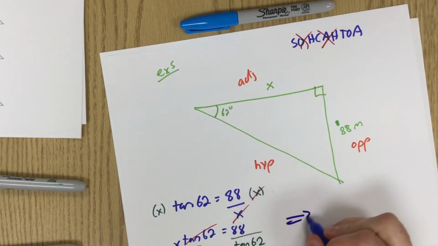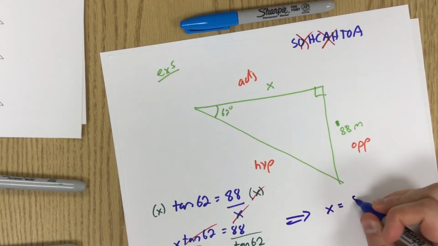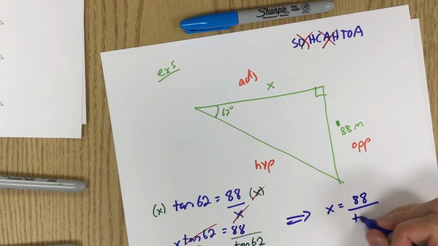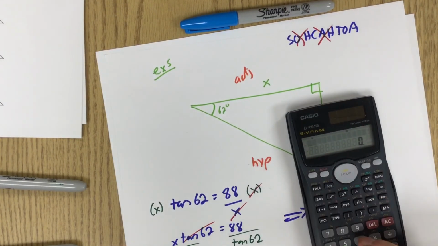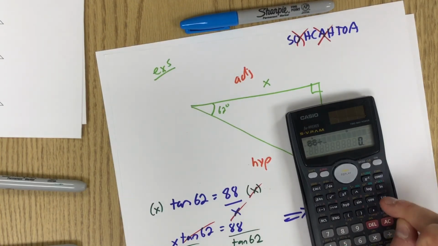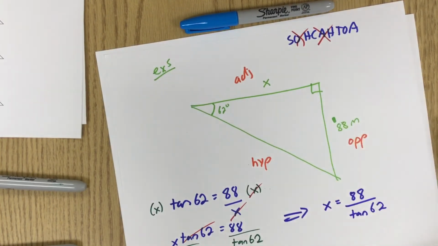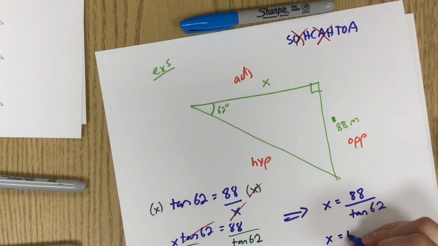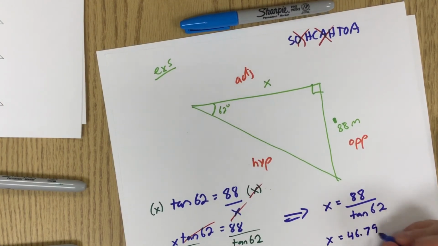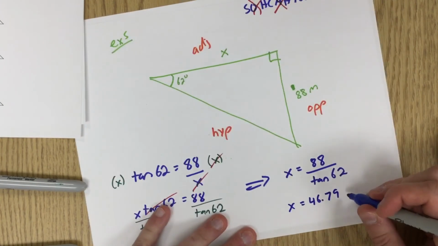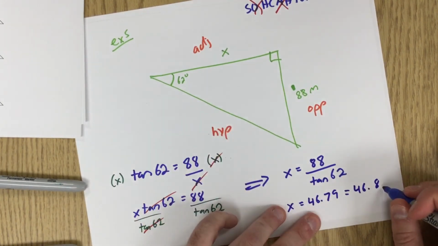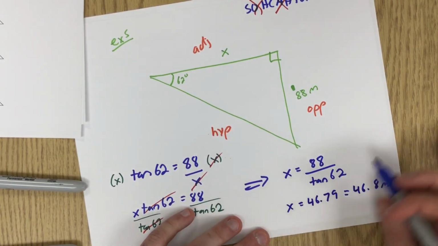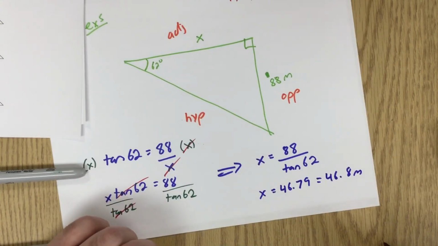And we end up with x equals 88 divided by the tangent of 62, or tan 62, which we could plug into the calculator. 88 divided by tan 62. And x is 46.79, which we could write as 46.8, and the units are going to be meters. So x is 46.8 meters, and that's it.